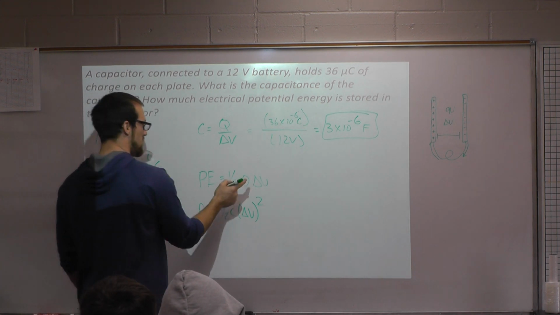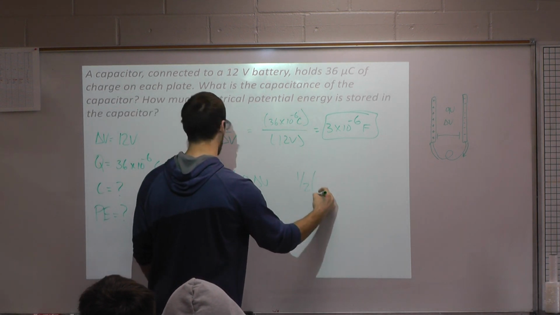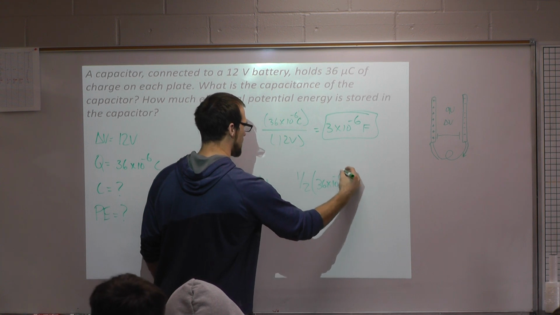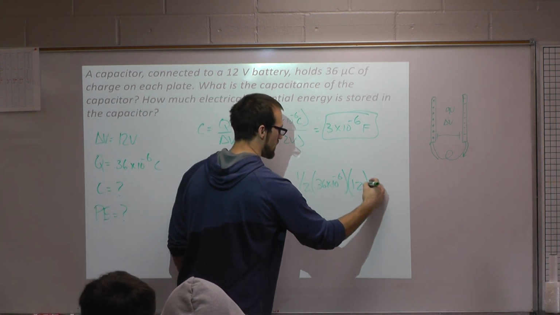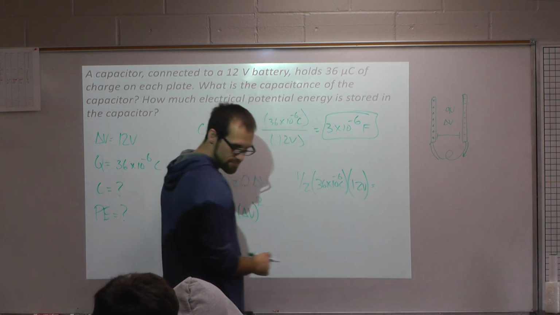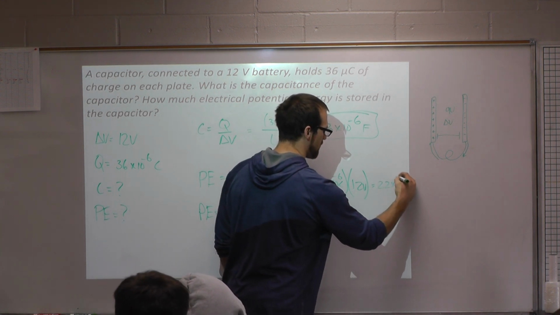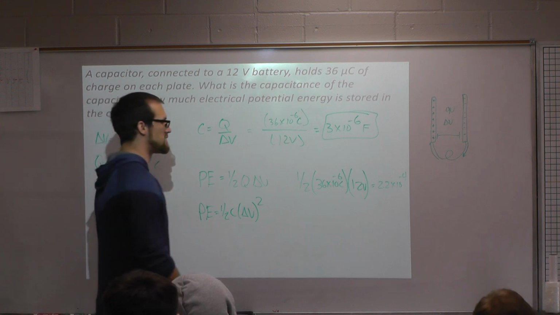Then you are trying to find your potential energy here, which would be 1/2 times your Q, which we said was 36 times 10 to the negative 6, and your change in V is still 12 volts. So what you get for that is what? 2.16 times 10 to the negative 4. That's correct, and that should be your potential energy, in units of joules.